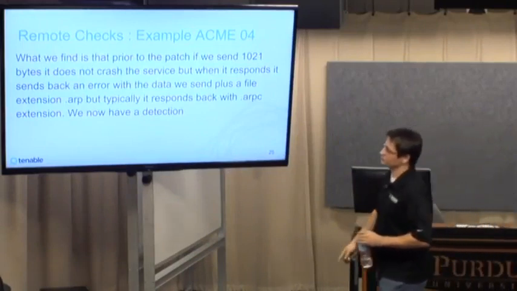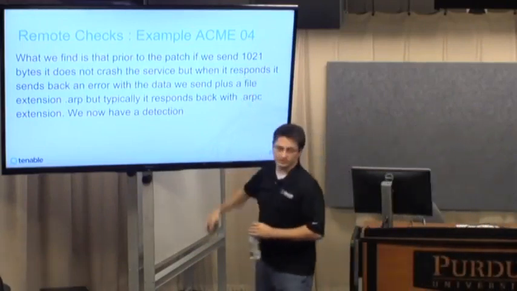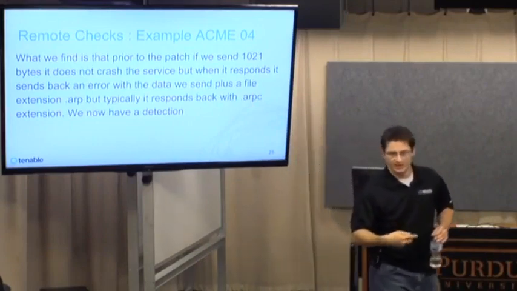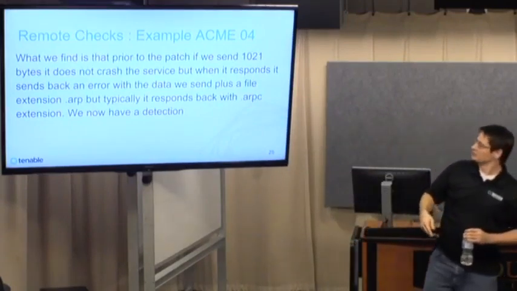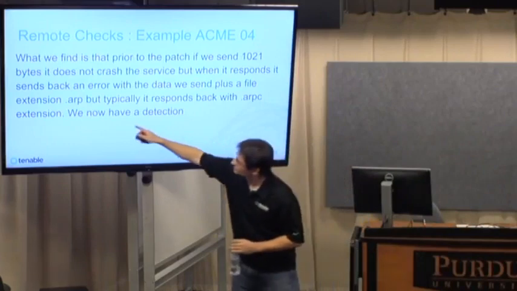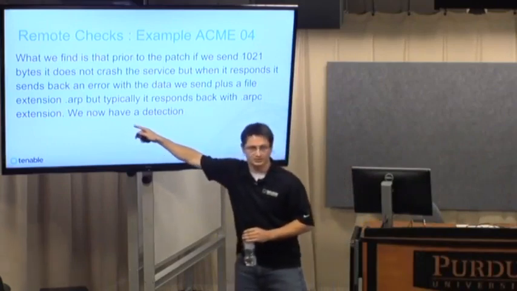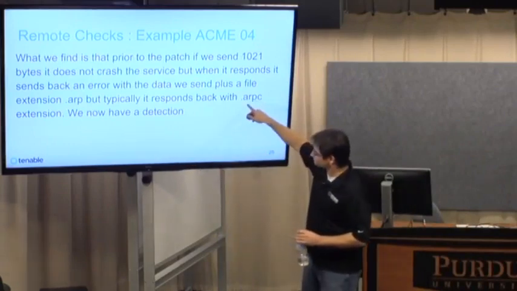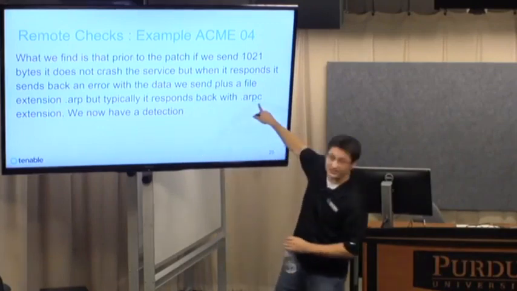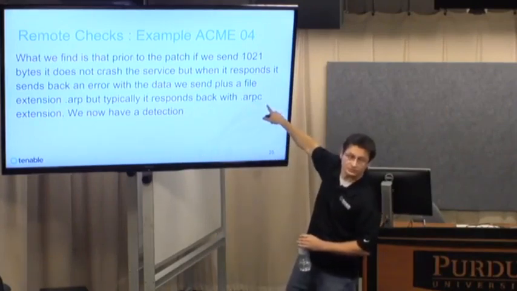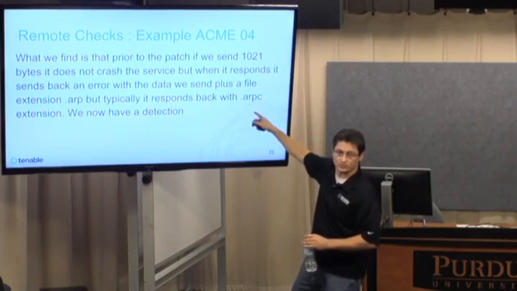Now in the patched version, what's going to happen when I send 1021, it's going to send me an error. And the error is going to say the packet's too large. On the vulnerable version, it's going to send me back that .ARP. Now I can just say if it's got .ARP, I should never see this, ever. Because it shouldn't be capable. If we see this, that's a weird edge case.